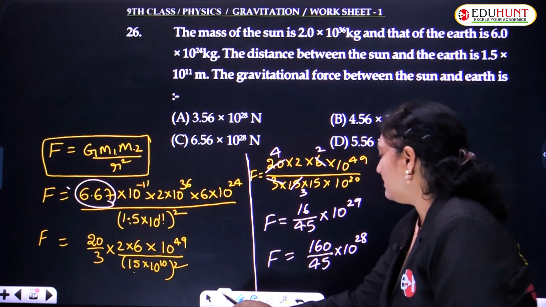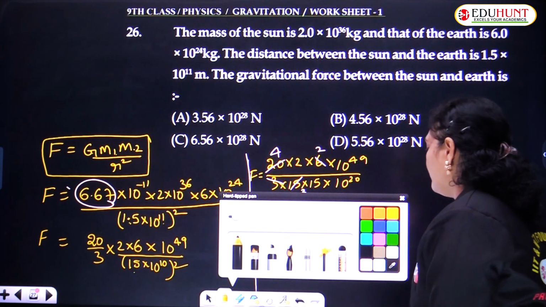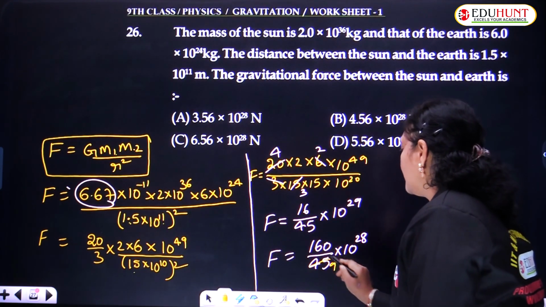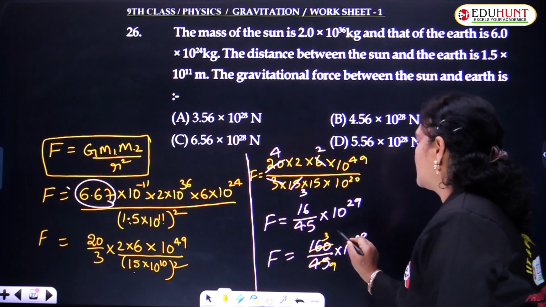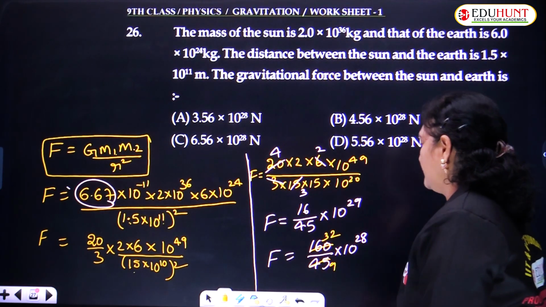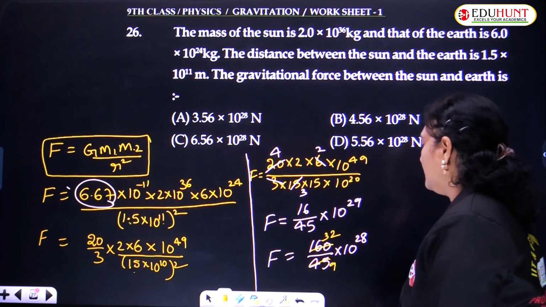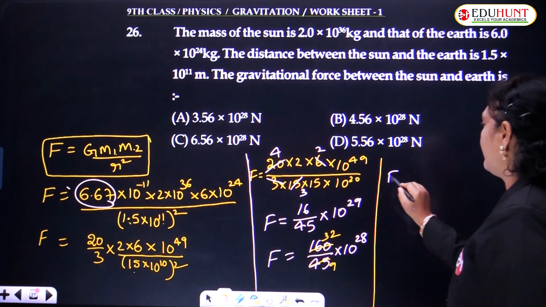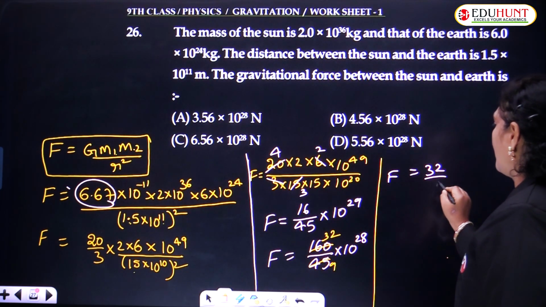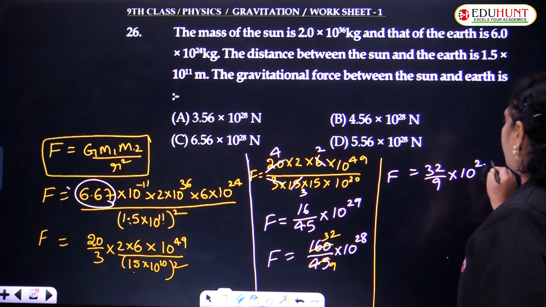So how to simplify? You can go in your own way. So 9 5s are 45, and 5 3s are 15, 5 2s are 10. So 32 upon 9 multiplied by 10 power 28. So this is your final value. F is equal to 32 upon 9 multiplied by 10 power 28.